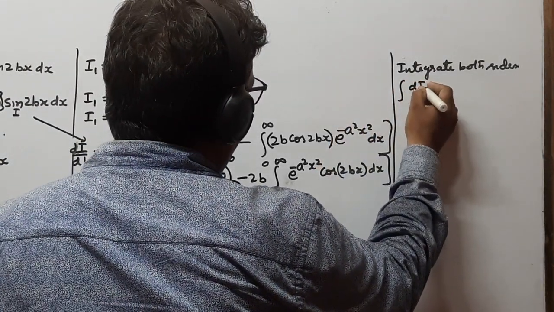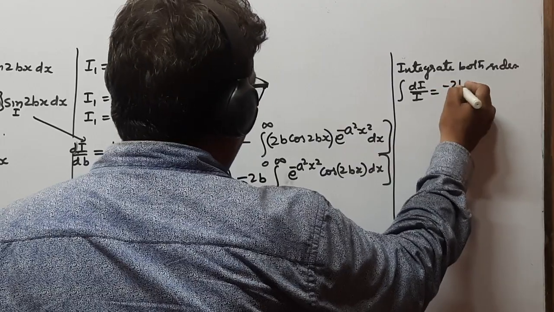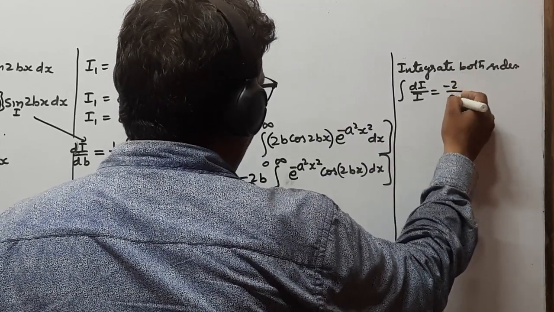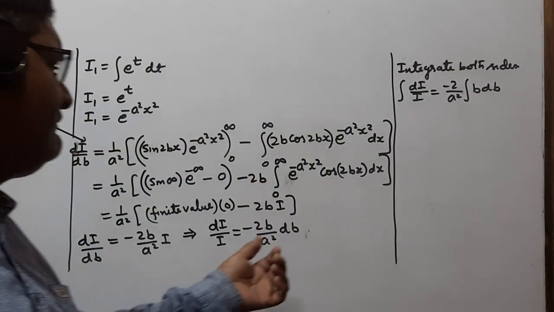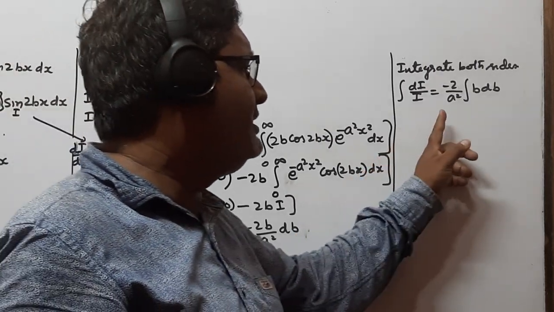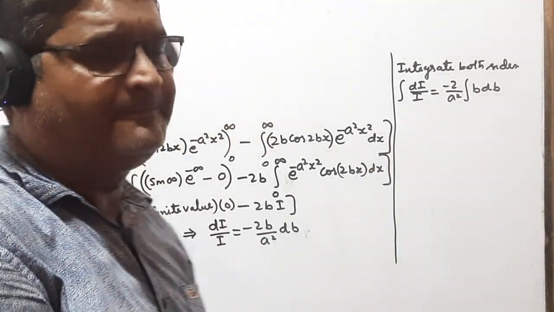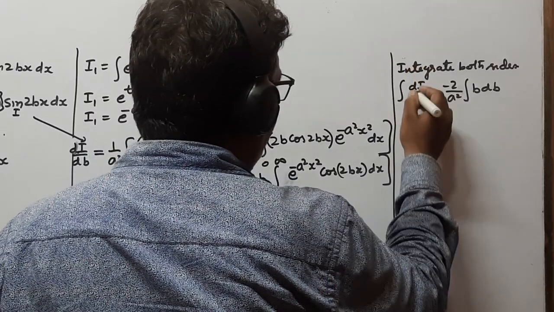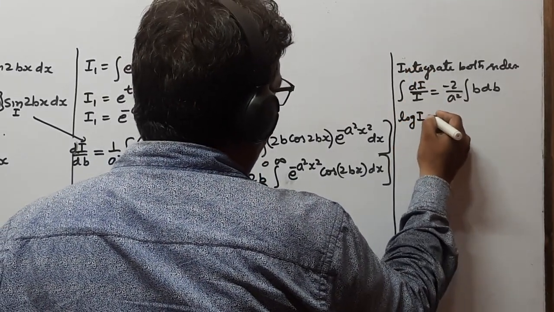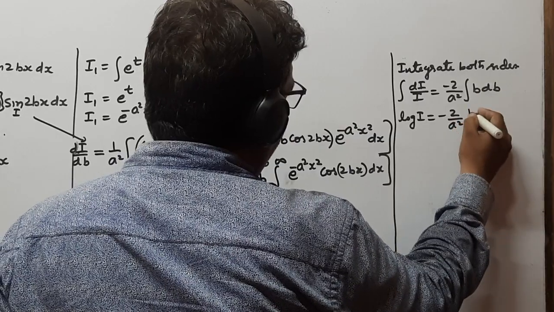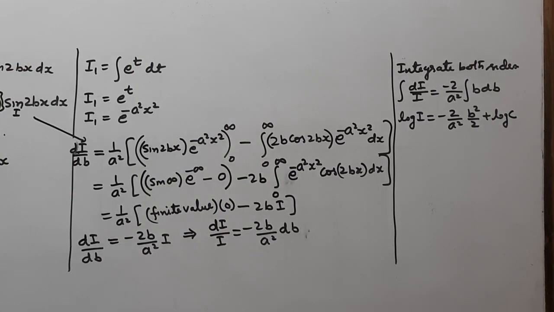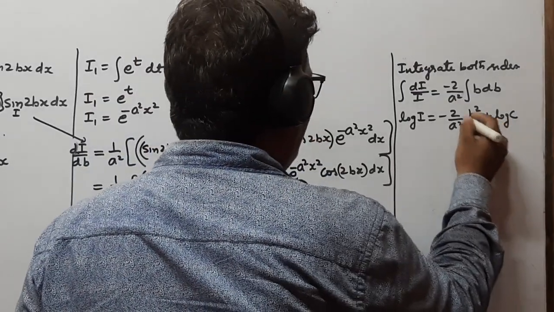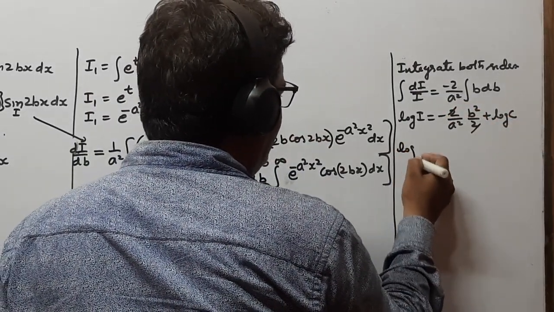So we write the integration of dI upon I is equal to minus 2 upon a square times b db. Here minus 2 upon a square is constant with respect to b, so it will be outside the integral sign, and the integration of b here. Now the integration of 1 upon I with respect to I is equal to log I, and the integration of b is b square upon 2, and we take a constant here, log c. Now you can see here this 2 cancels out. So log c transfers to the right hand side.